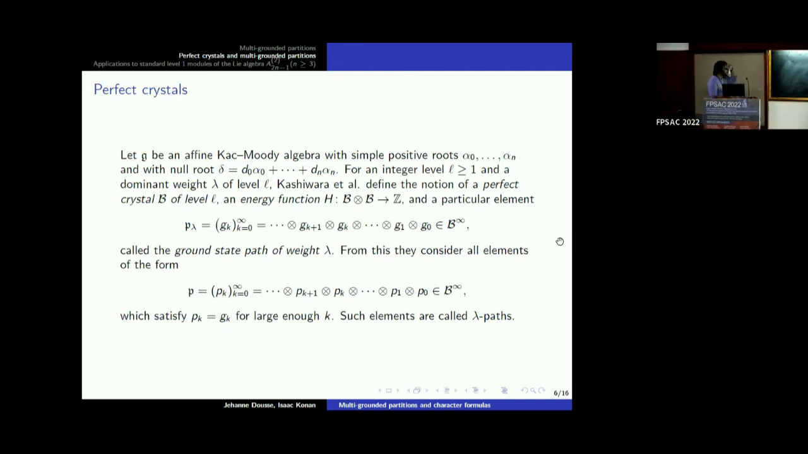And for such a crystal and such a dominant weight, you have what we call the ground state path, which is a particular sequence, here written as an infinite product of tensors. But what you have to understand is that this sequence is periodic. And in particular, what we call the lambda path is a sequence of elements in your crystal which, starting from a point, has to be equal to the ground state path.